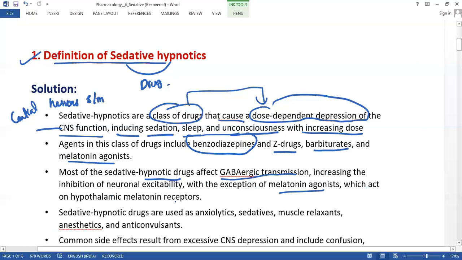These sedative hypnotic drugs are used as anxiolytics, sedatives, muscle relaxants, and for anesthetic purposes. They are used whenever necessary in the operation theater, commonly for muscle relaxant purposes.